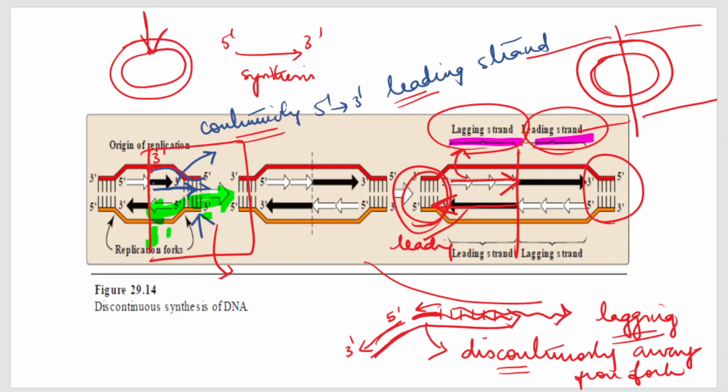Yes, and along the replication fork, on one side the DNA synthesis can take place in the 5 prime 3 prime direction towards the replication fork continuously. That strand is called the leading strand. And on the other side, the DNA fragment has to be synthesized away from the replication fork. So it can happen in a discontinuous manner. So that is the lagging strand.